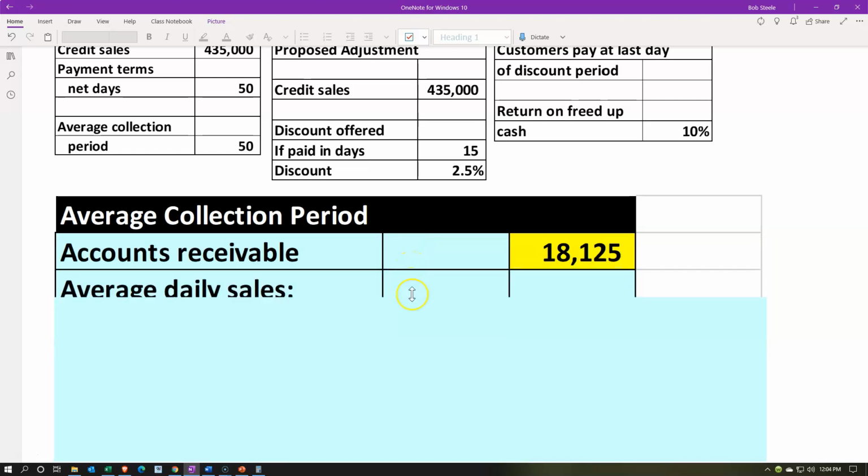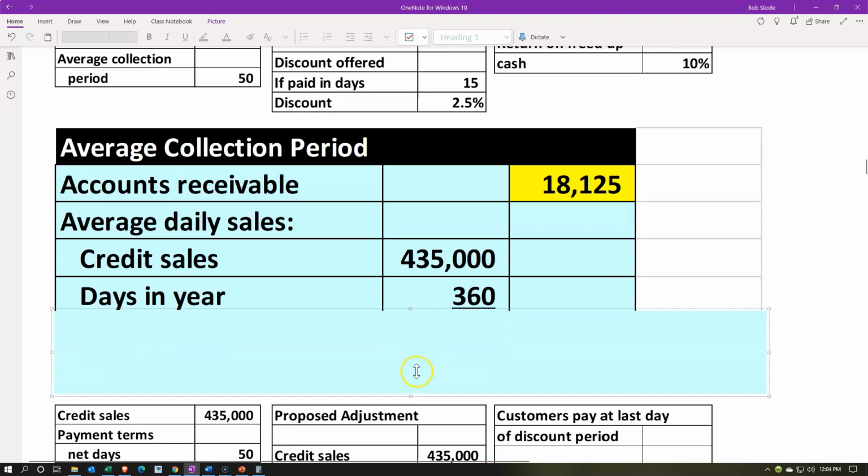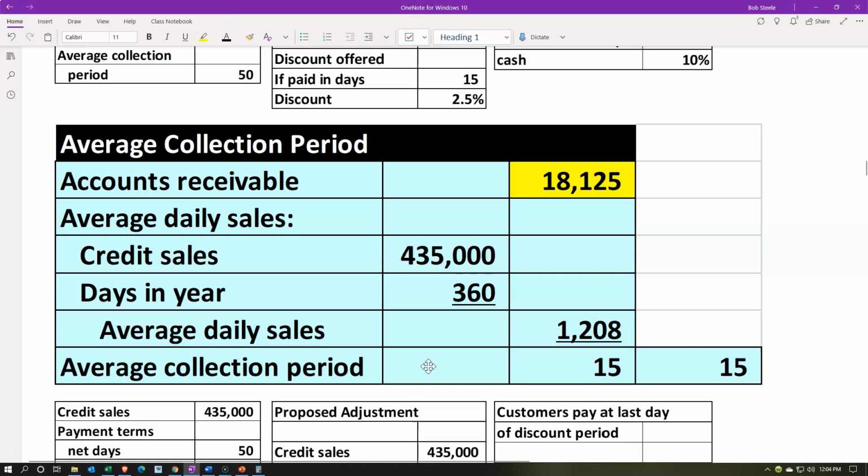So the accounts receivable would be the unknown. That's why it's yellow, even though there's a number in it. Average daily sales is going to be that 435 divided by the 360, same thing as it was in the past here. That gives us the same 1,208. Remember that is rounded. And then the end number is going to be 15 as opposed to 50.